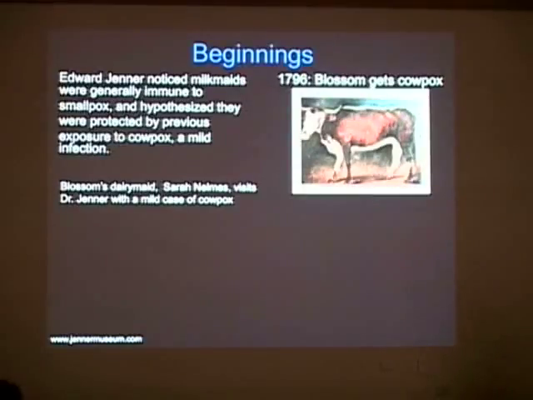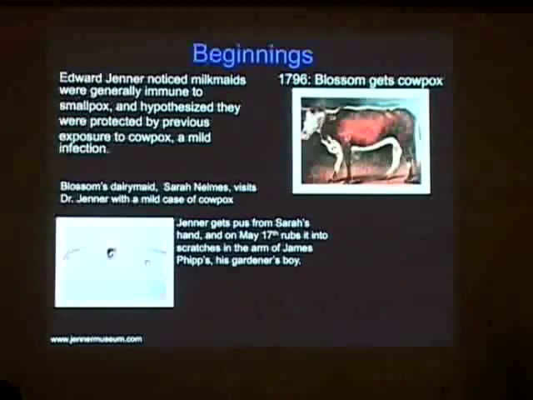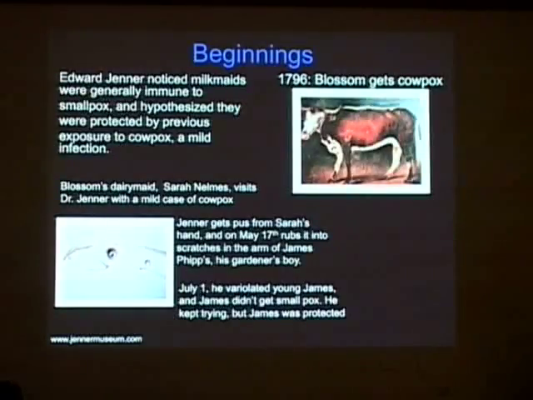So Sarah visited Dr. Jenner with her mild case of cowpox. And Dr. Jenner had this notion that the cowpox was going to keep her safe. And so he got a little pus from the pustule on her hand. And he caught the gardener's kid, James Philp. You could not do this these days. So he took young James and he scratched his arms and he rubbed pus into his arm, carrying the cowpox. And then he tried really hard to give James smallpox. He kept exposing him over and over.